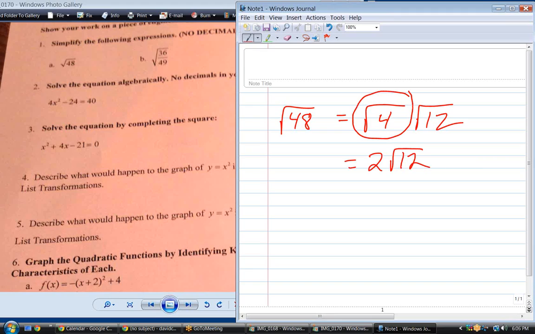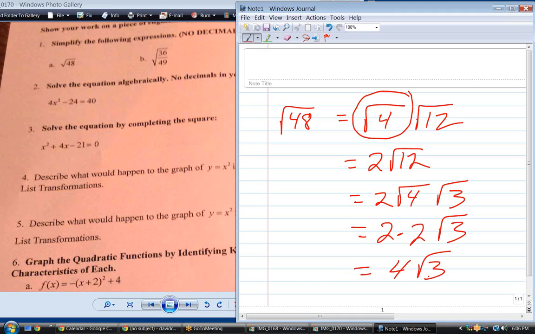And it would be simplified, not all the way, because if I want to break up the square root of 12, then I would say, well, that's the square root of 4 times the square root of 3. And then I could take another 2 out. So I'm going to have 2 times 2 root 3, and my final answer is 4 root 3. And that's fully simplified because I can't do anything left with the root 3.